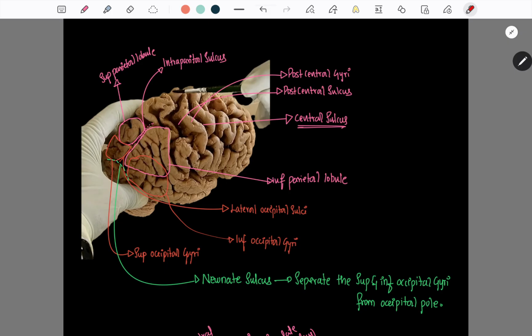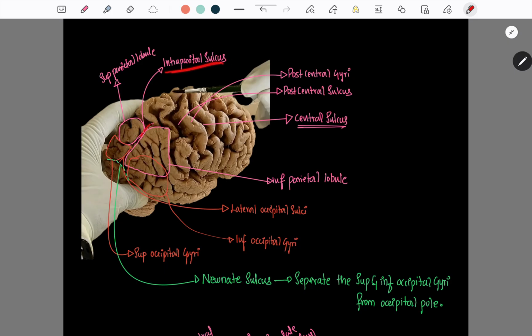Here we can see this was the central sulcus. In front we said pre, so the back side we will say post. Here another sulcus is there. This is called the post central sulcus, and between the central sulcus and the post central sulcus, this is the post central gyri.